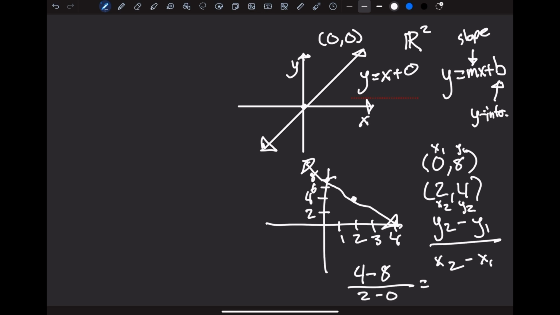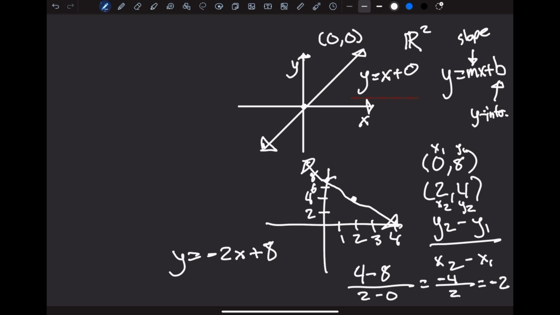So now you have 4 minus 8, which is negative 4, over 2, which is positive 2. Negative divided by a positive, still negative. So negative 4 divided by 2 is negative 2. So we now know our slope between these 2 points is negative 2. And because it's a line, we know that relationship will remain constant. Therefore, the equation is y equals negative 2x plus 8.